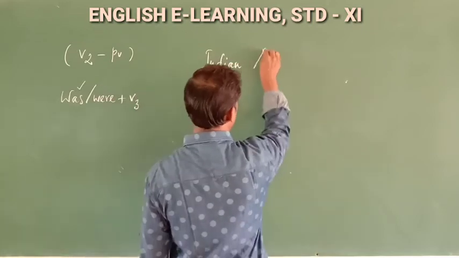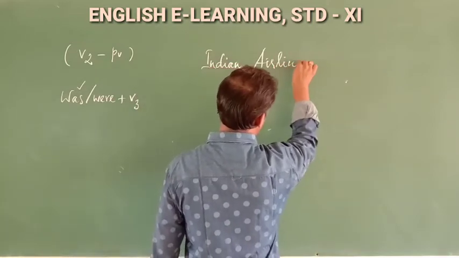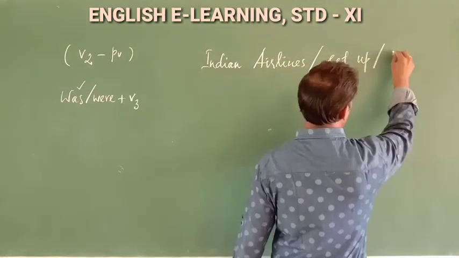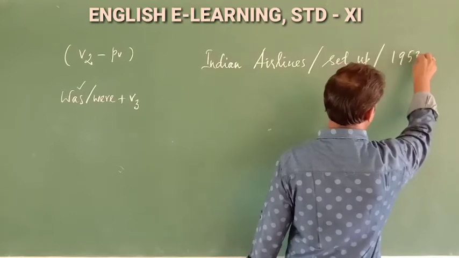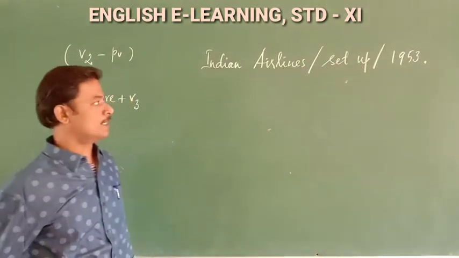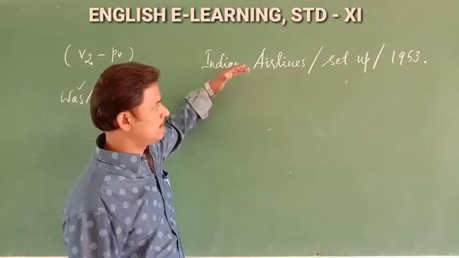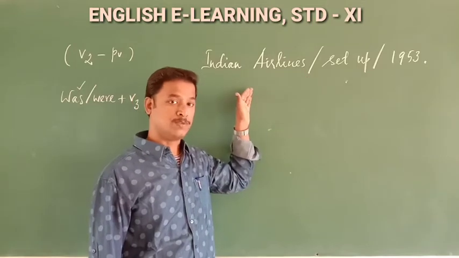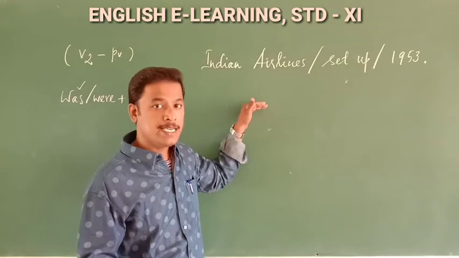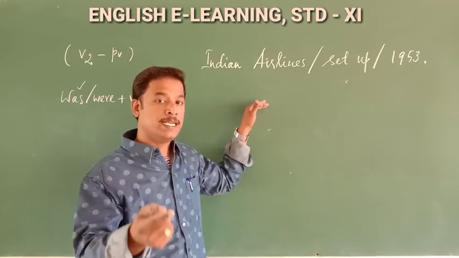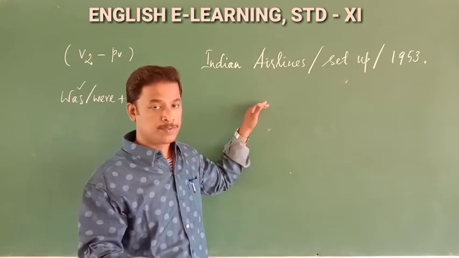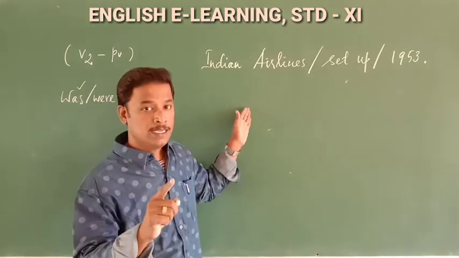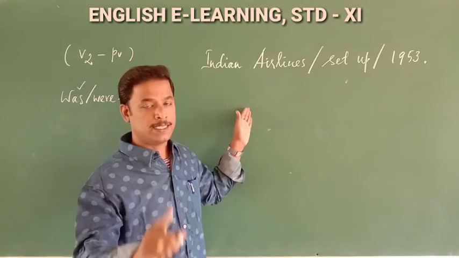Indian Airlines set up 1953. Okay, right. Again, analyze whether the subject does the action or the action is done to the subject. If the subject does the action, the verb should be in active voice. If the action is done to the subject, then the sentence should be in passive voice.